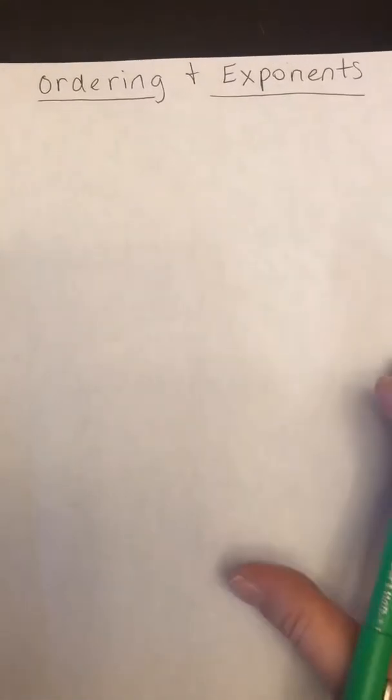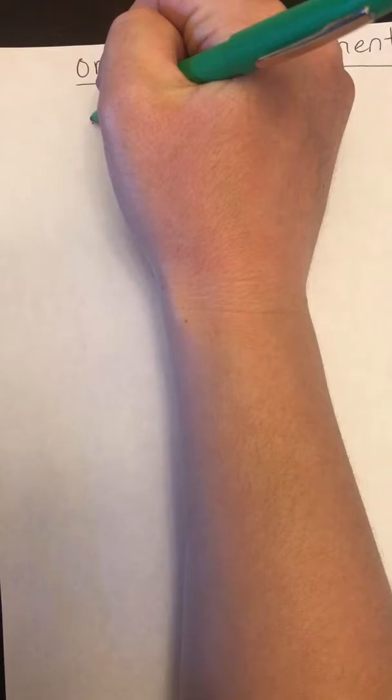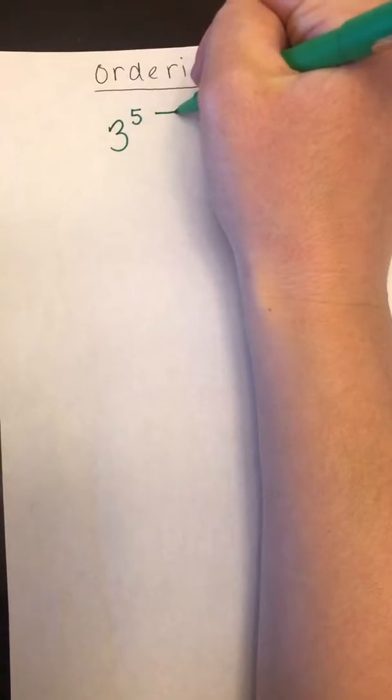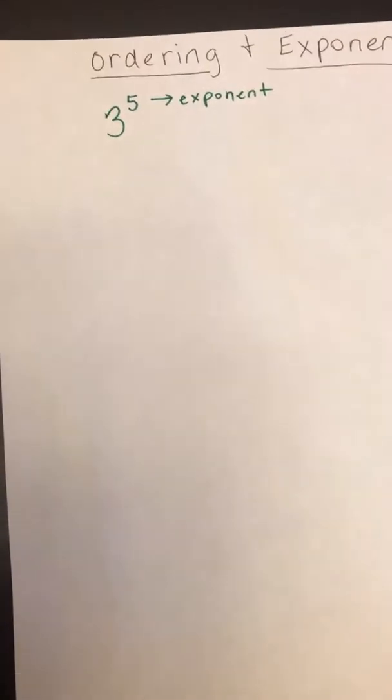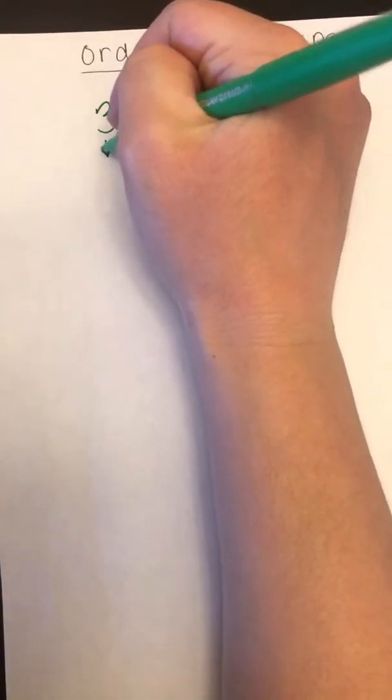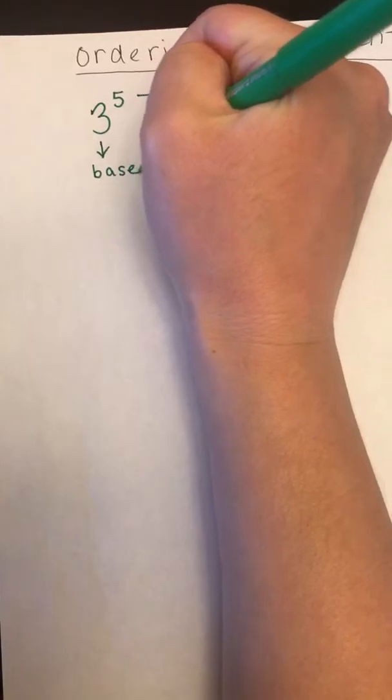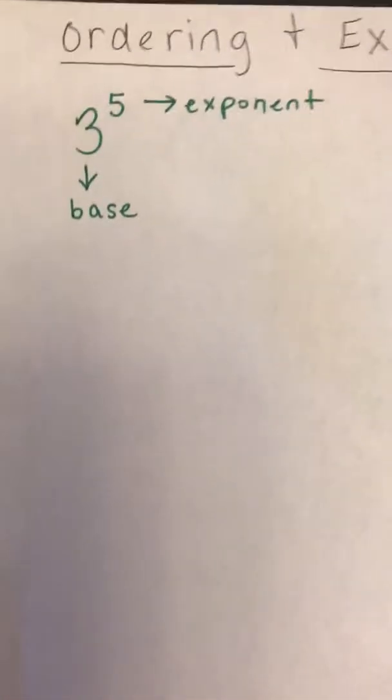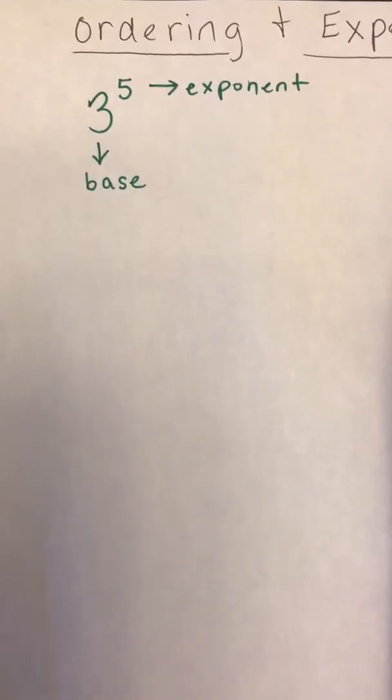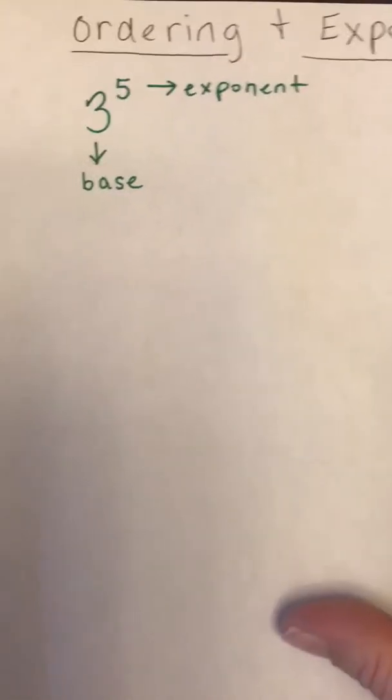But today's lesson we're going to talk about ordering and exponents. So the first thing we're going to talk about is what is an exponent and what does that mean. If I give you the number 3 with a little 5 at the top, the 5 is called the exponent, and the 3 we call the base. So basically what the exponent tells a number is the number 5 tells the number 3 how many times to repeat itself by using multiplication. So this would be read as 3 to the 5th power.